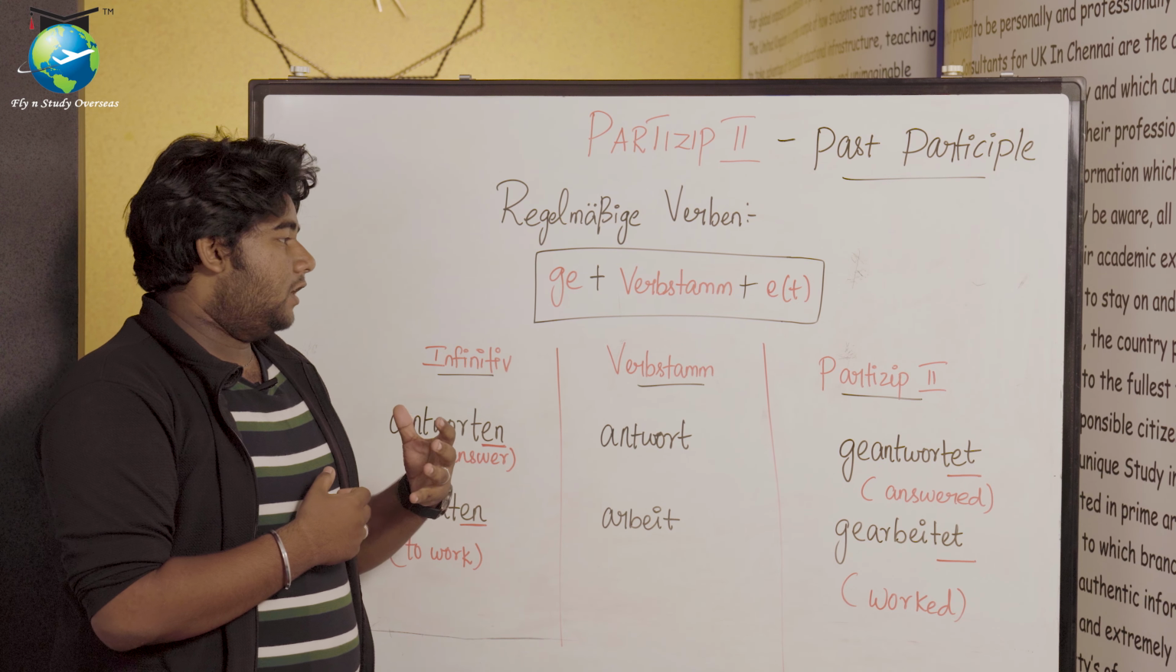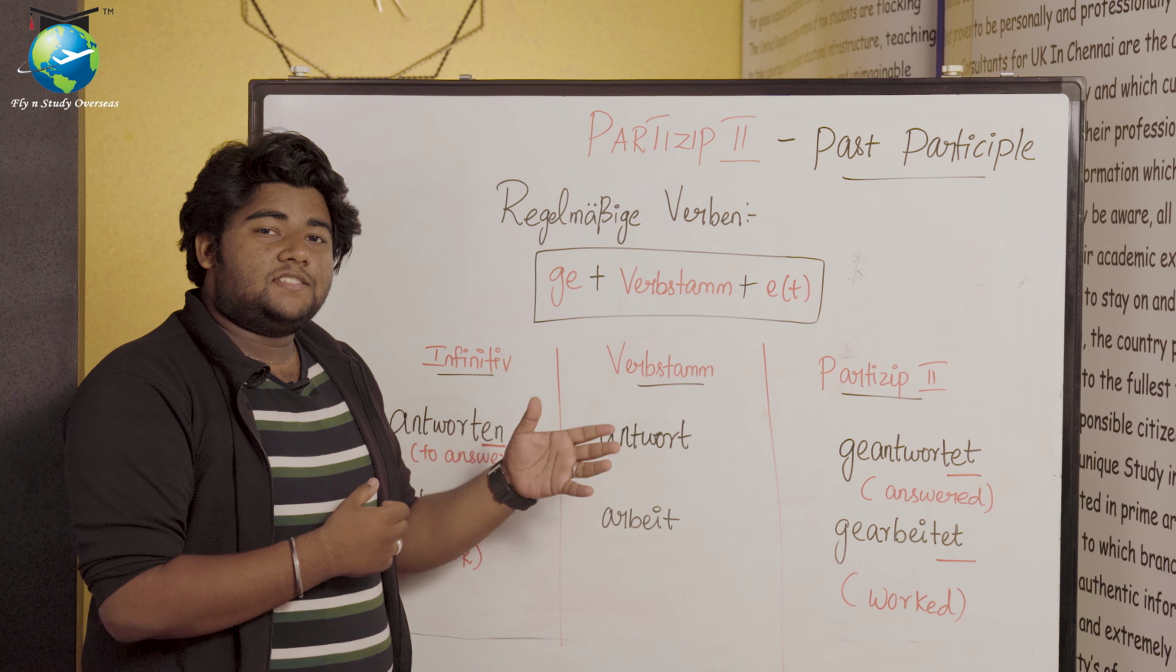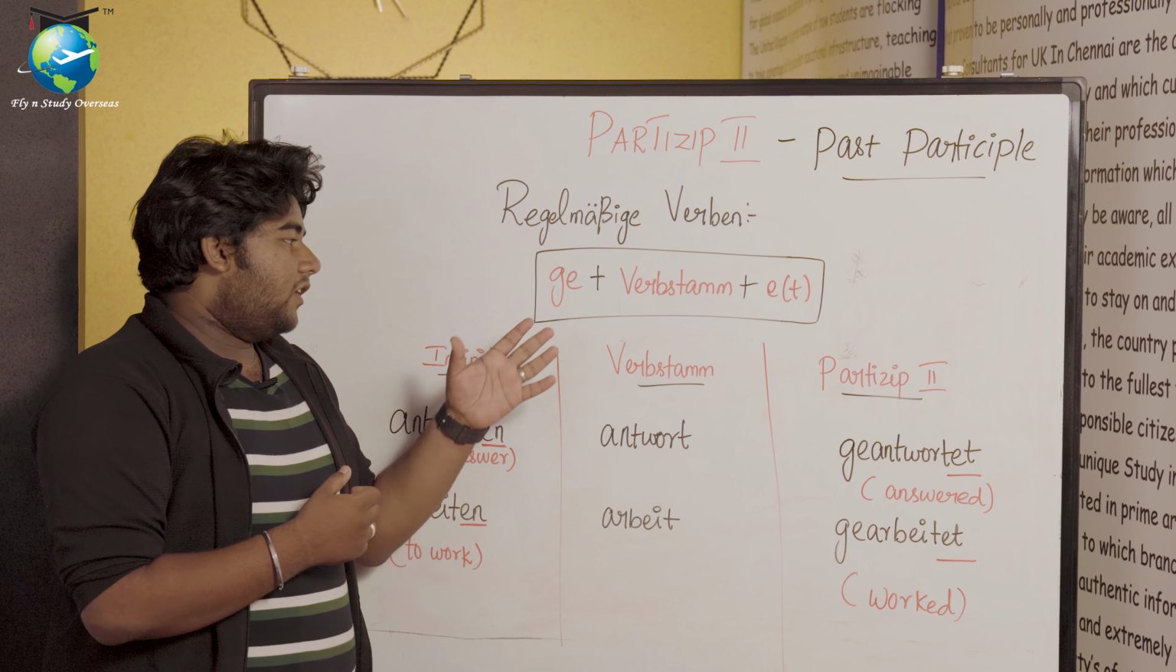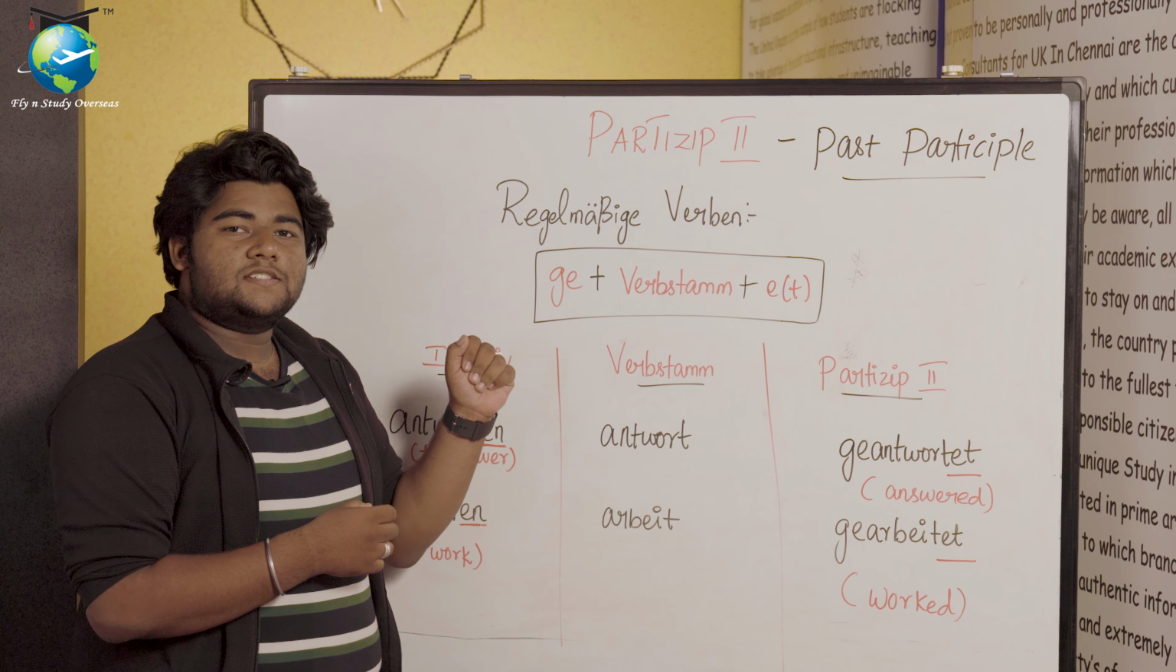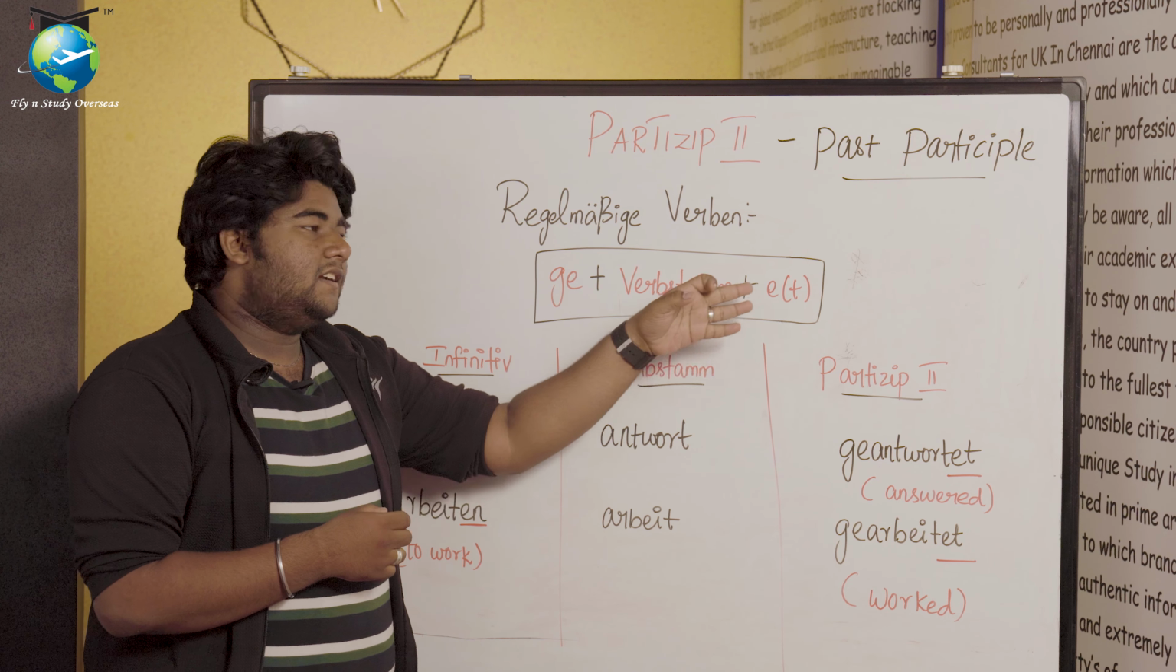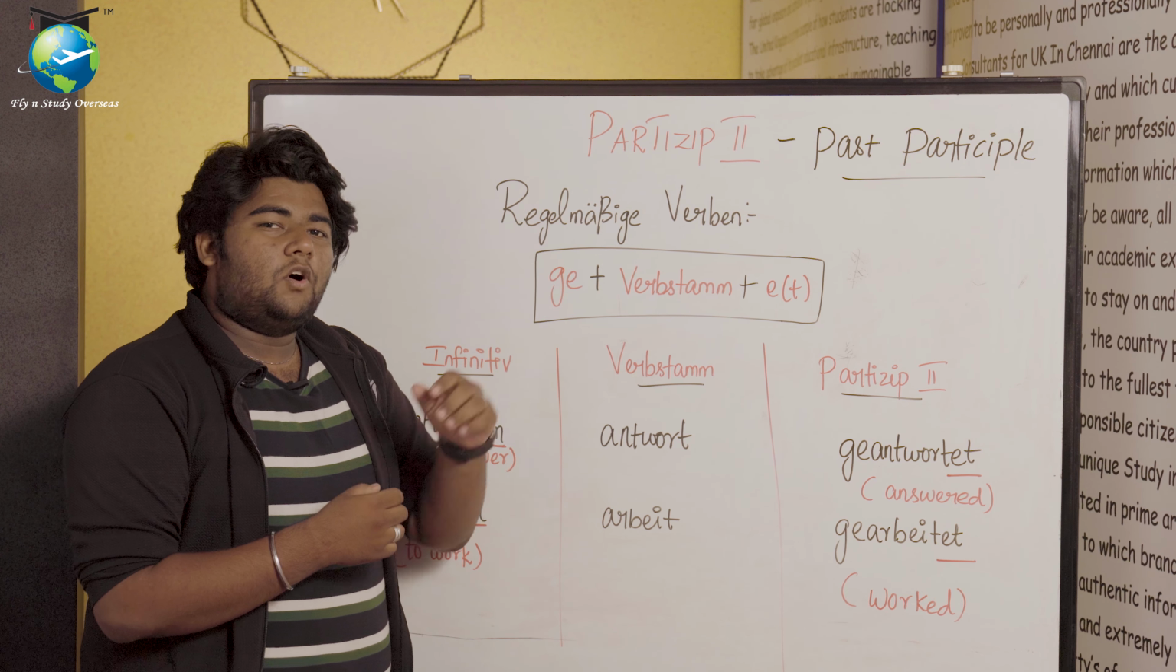Before going into the verbs that end with IEREN, let's see an exception first. Okay, so I already told you for participles Y, you have to write the GE first, then the verb stem, and then T, right? But here there's a small exception.